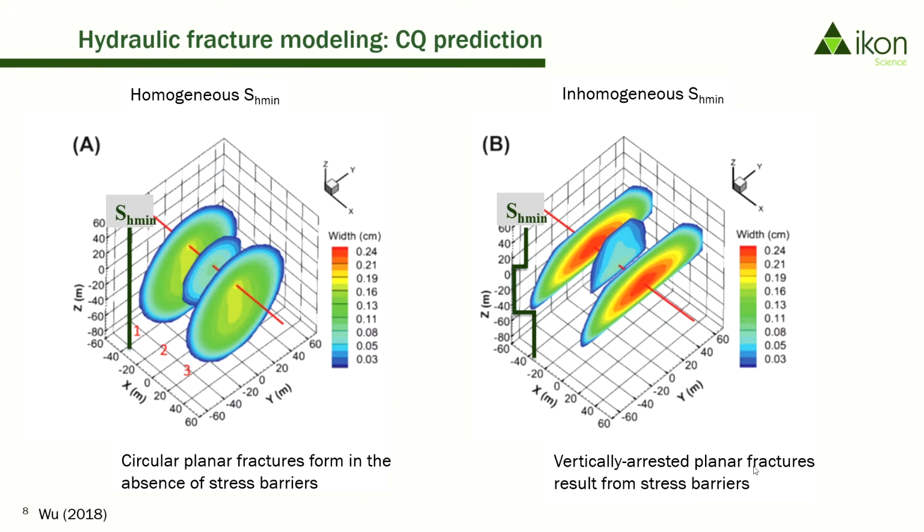You can see that if the stress field is homogeneous, the fractures are planar and circular. If the stress field is very heterogeneous, you have a potential for stress barriers. The fractures are oblique and do not propagate vertically, and they create arrest zones. But the energy goes somewhere, so the fractures are inflated greater, and that's why you see hotter colors in arrested fractures as compared to unarrested planar circular fractures.